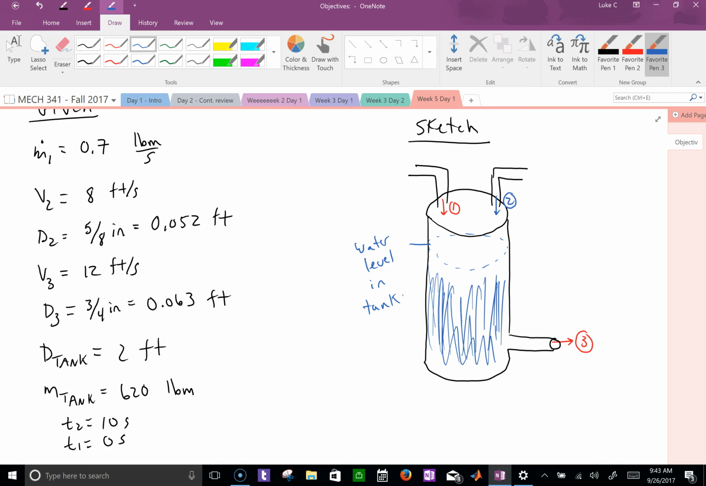And we want to find the height of the water as a function of time, which I'll do later. But we can also figure out at 10 seconds what the total mass is in there and the total volume or velocity of this water level. Okay, so I'm going to show you the steps how to do that.